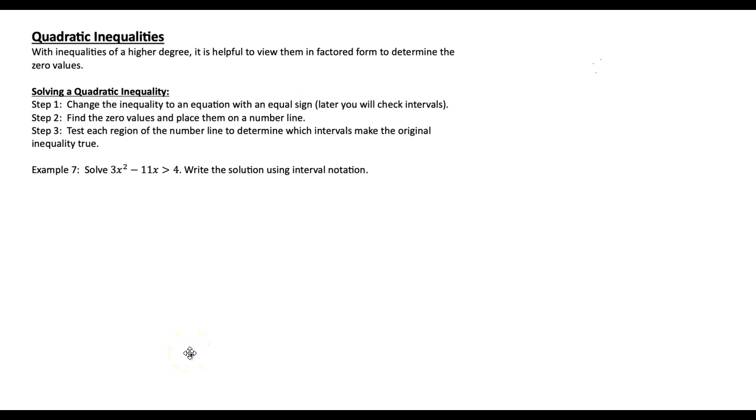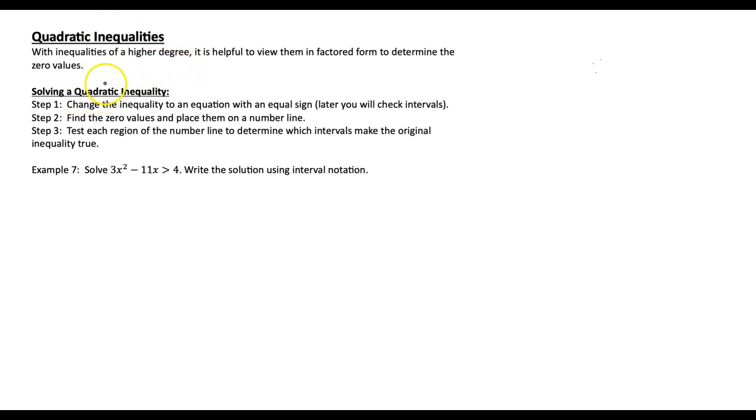Quadratic inequalities. With inequalities of a higher degree, like degree 2, degree 3, or higher, it's helpful to view them in factored form to determine the zero values. Now, why is it important to determine zero values? Well, 0 is the number that separates the negatives from the positives. So if we know where the zeros lie, then we can determine where the negatives and positives lie.